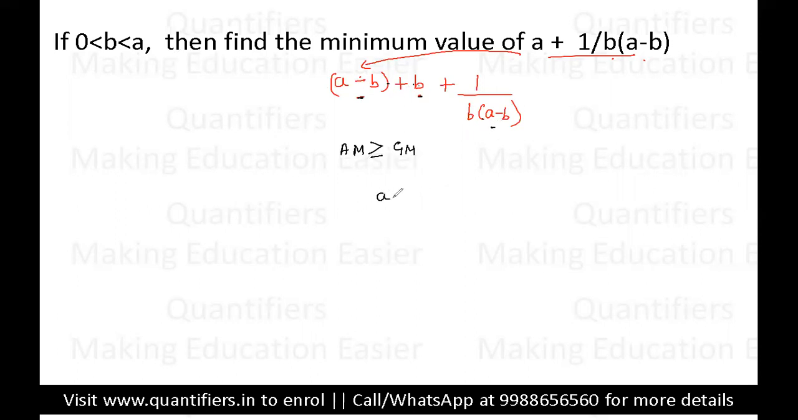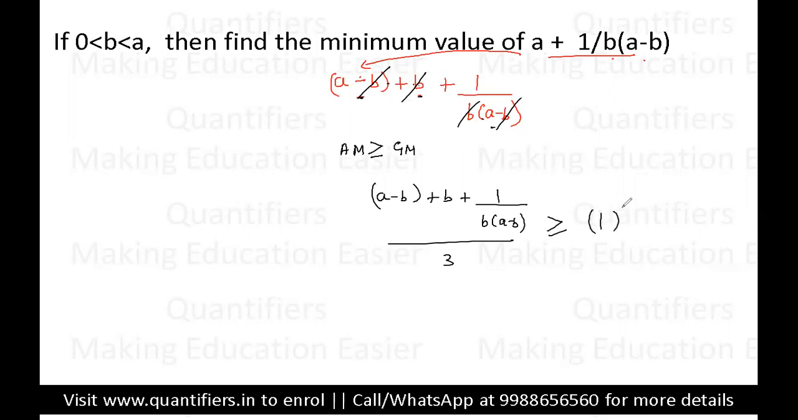So what will the arithmetic mean be? A minus B plus B plus 1 upon B into A minus B, right? Now these are three terms, so I'll divide it by 3, greater than or equal to geometric mean. Now for geometric mean, I have told you we will multiply all the terms. So if you multiply all the terms, I'll show you from here only. This term will get cancelled out with this term and this term will get cancelled out with this term. So students, finally we'll be left with 1. Power will be 1 by 3, because we have taken 3 terms, so we have to take cube root. So students, finally you can see the right hand side is 1.